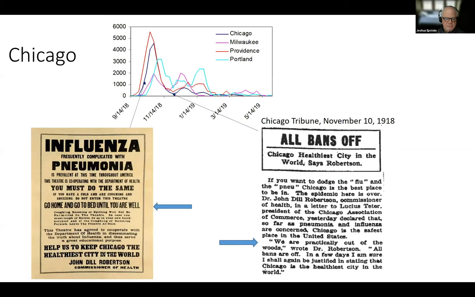And here's what happened in Chicago, this blue curve. And you can read in the newspapers from Chicago at the time that as the thing broke out, the instruction was go home and go to bed until you're well, get out of circulation. And that suppressed the disease to the point where the commissioner of health could say, we're practically out of the woods, all bans are off. And he was right, practically out of the woods.